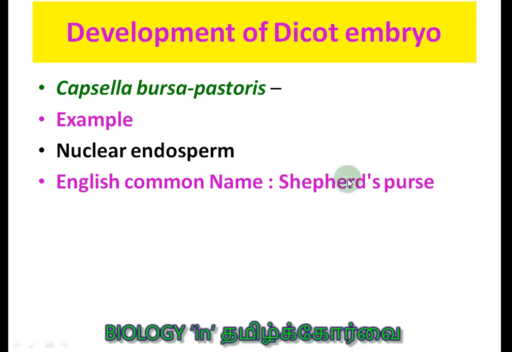Development of dicot embryo with respect to Capsella bursa pastoris. I would like to recollect a point. We already learned Capsella as an example of nuclear endosperm in the previous video. Capsella bursa pastoris is given as an example. Its English common name is shepherd's purse.